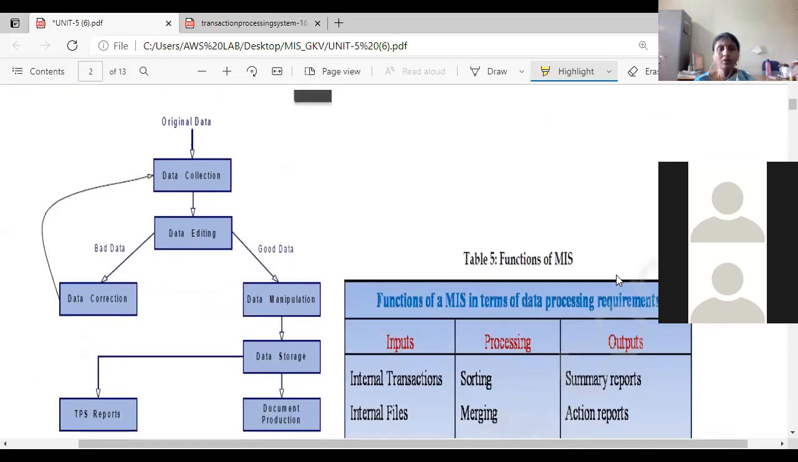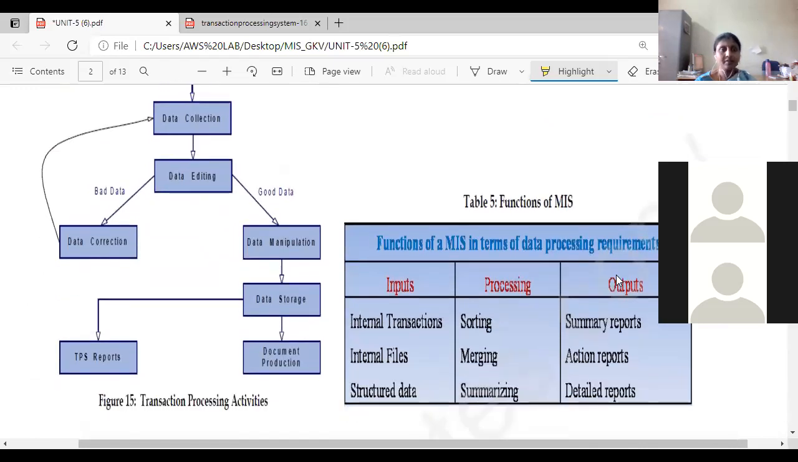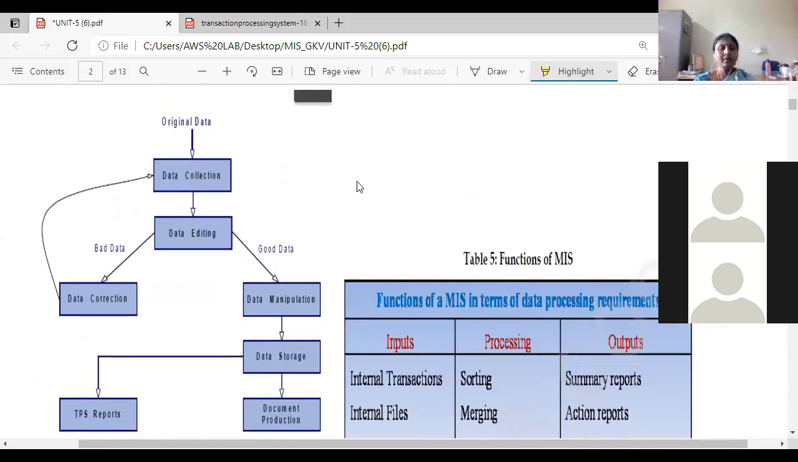Okay, so note down, there is a flow chart. Whatever the basic steps we have done, these steps are represented in this flow chart. Here, the transaction processing system is also an information system. It is using the data. On the data, it is performing the activities, transactions.